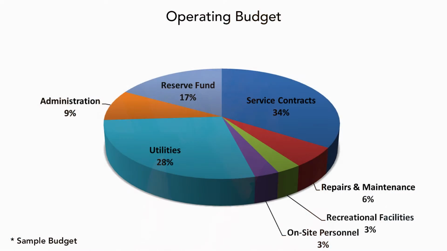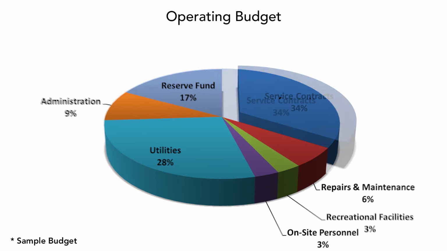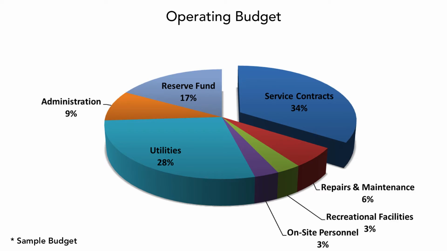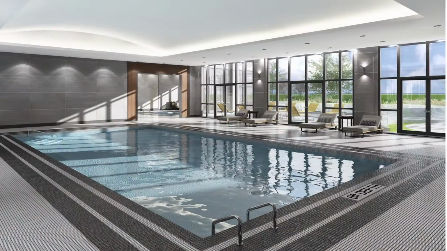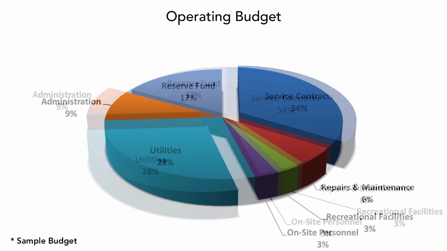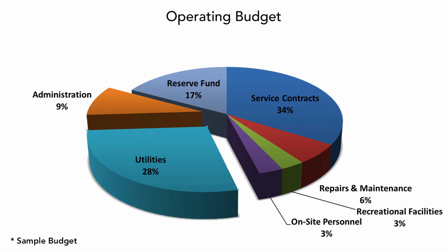This sample image shows you the breakdown of where the fees are allocated, the bulk of which you'll see is service and maintenance contracts. This includes things such as elevators, cleaning, garage door, fitness facilities, the pool, and the concierge. The next largest categories are typically administrative and utilities.